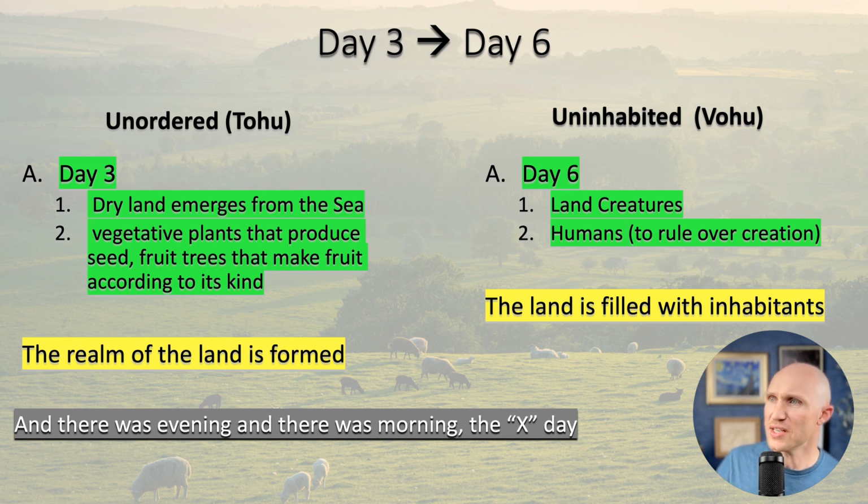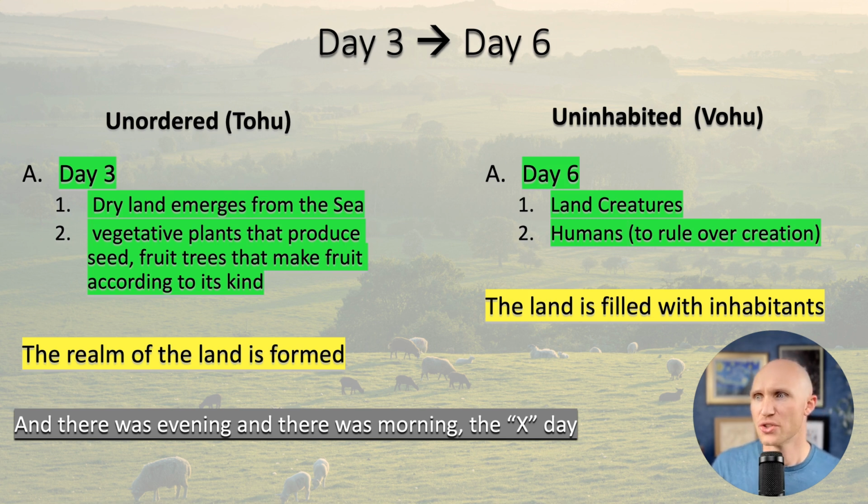And then in days 3 and day 6, you have not one creative act, but 2 creative acts in both instances. You've got a bonus creative act. So in day 3, again, that chaotic state is overcome with order. The dry land emerges from the sea. And this corresponds to on day 6, where the land is filled with creatures. So the realm of the land being formed on day 3, and then the land gets its inhabitants. However, as I mentioned, there's that bonus act. So the bonus act on day 3, you've got vegetation that produce seed. You've got fruit trees that make fruit according to its kind.